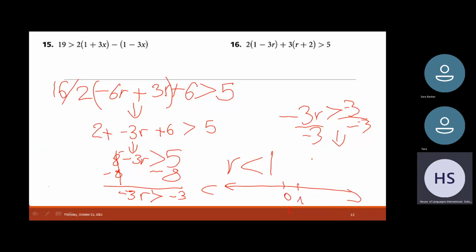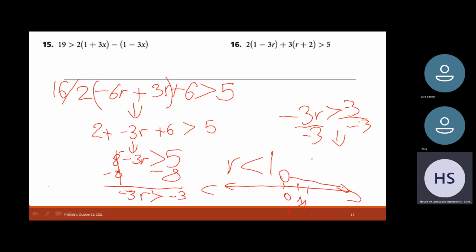What, teacher? Teacher, I don't know it. Wait, we don't do it. This is positive. Yeah, I know. R less than 1. Where is the less than 1? What? R less than 1. Where are the numbers that are less than 1?